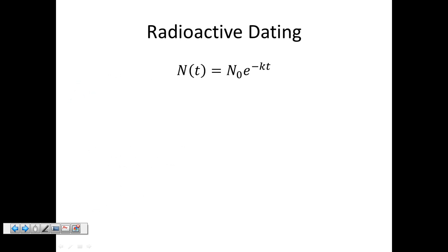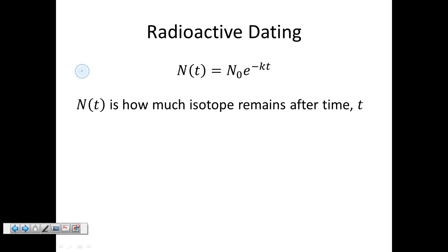Okay, so here's an equation that we need to use when we're using radioactive dating. We'll go over what each of these mean, but again, you see that e. So this is a great example of using this natural base e.